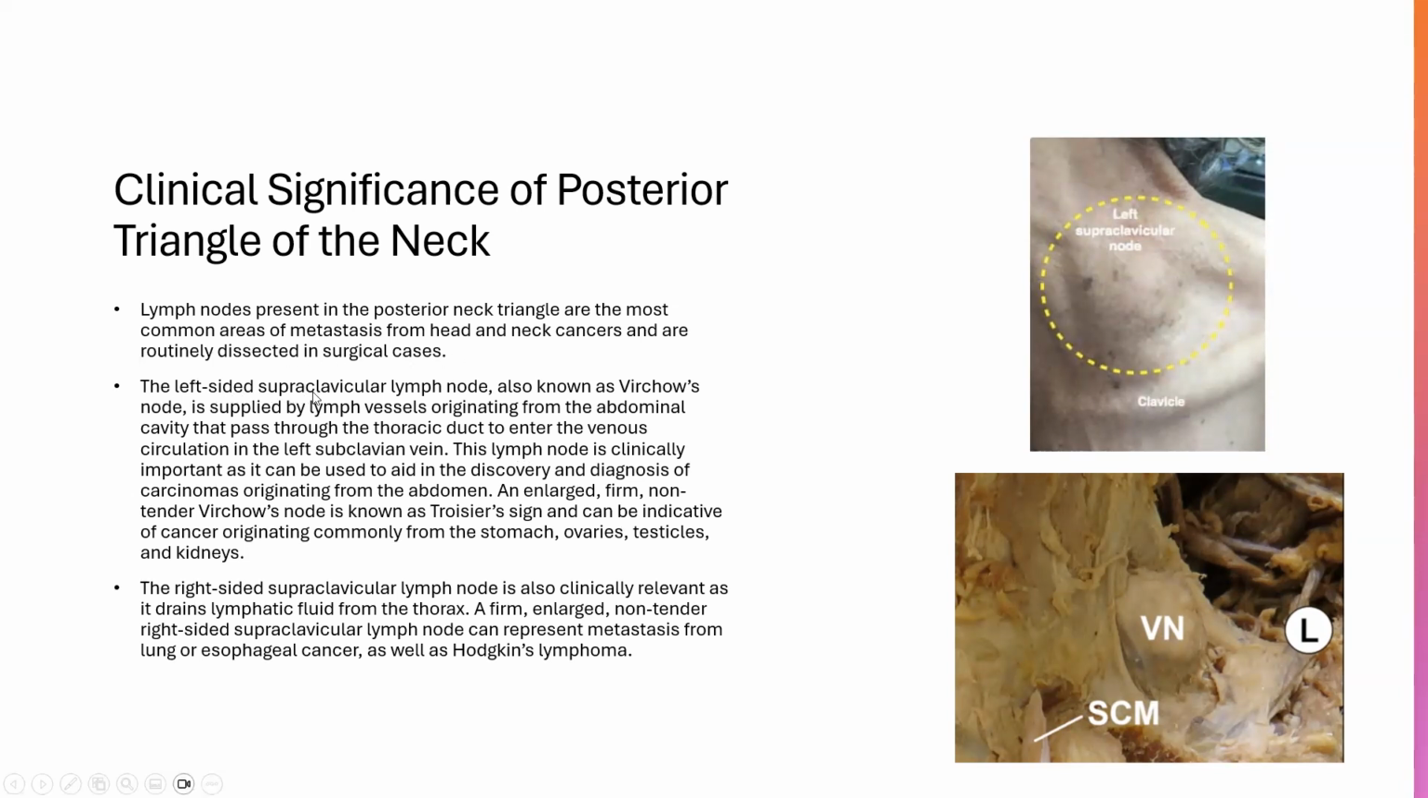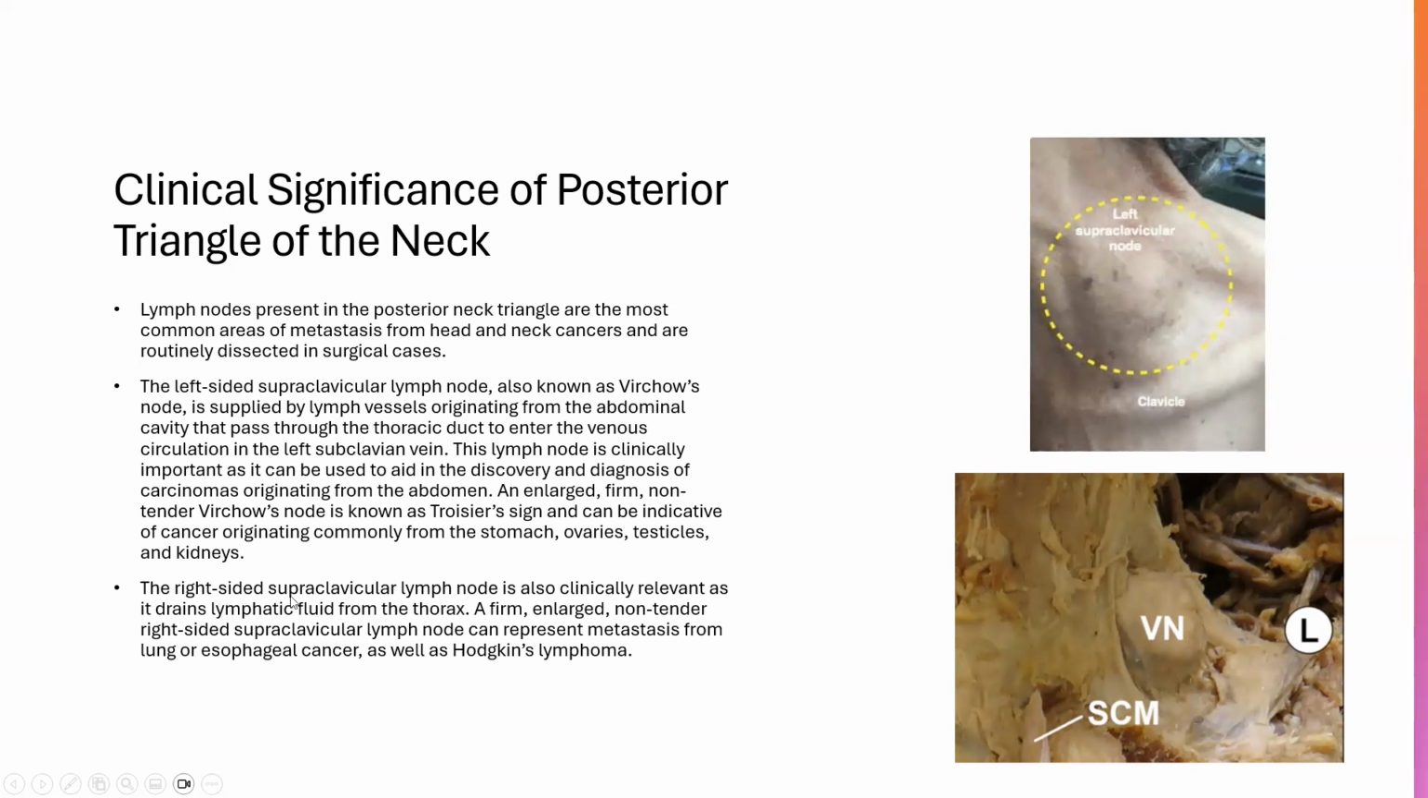The left-sided supraclavicular lymph node, also known as Virchow's node, is supplied by lymph vessels originating from the abdominal cavity that pass through the thoracic duct to enter the venous circulation in the left subclavian vein. This lymph node is clinically important as it can be used to aid in the discovery and diagnosis of carcinomas originating from the abdomen. An enlarged, firm, non-tender Virchow's node is known as Troisier's sign and can be indicative of cancer originating commonly from the stomach, ovaries, testicles, and kidneys. This is the sign.